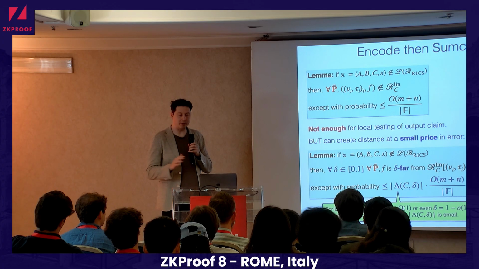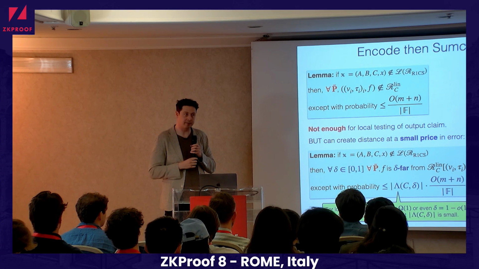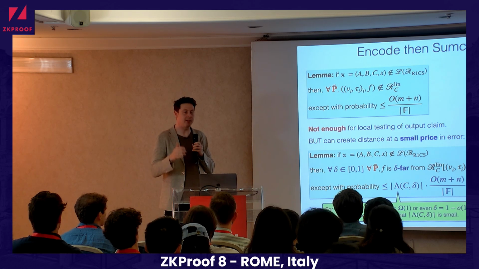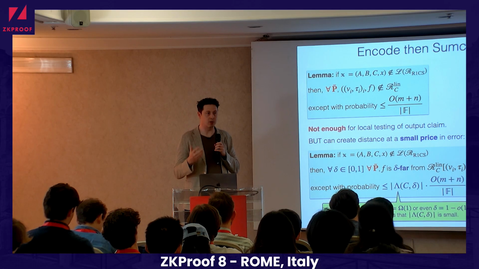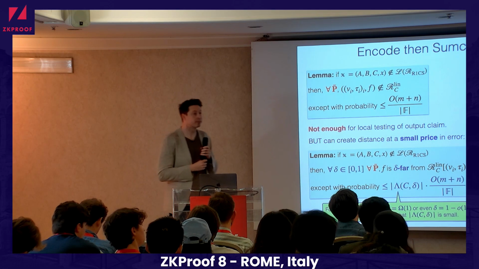Okay, so we're about to transition to the other part. Any questions here? To me, this is a canonical modern reduction from NP to encoded instances. It summarizes the common core of many of the IOPs that we have out there.